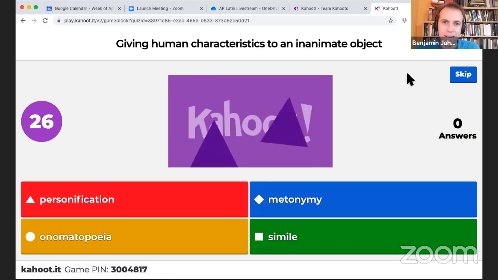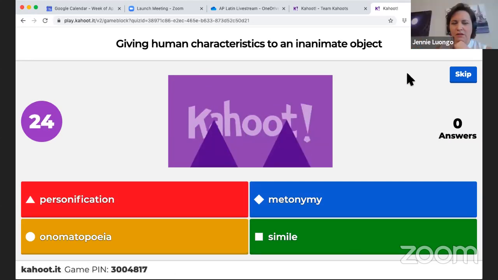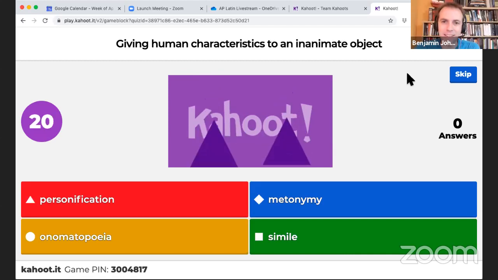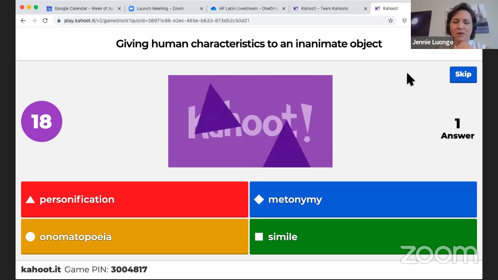This is another one I think that maybe the Johnson children know too. What do you think? Well, they do know the Latin word for character, right? Yeah. Which comes from Etruscan. Personification, onomatopoeia, metonymy, or simile. Which one is this one?